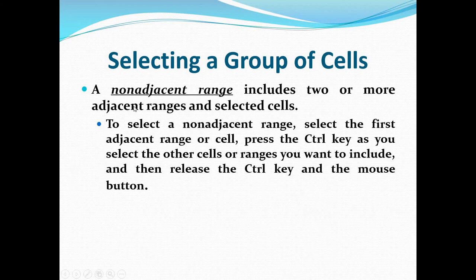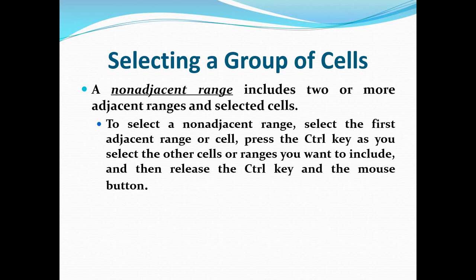If you want to select a non-adjacent range, what does a non-adjacent range include? Two or more adjacent ranges and selected cells. For example, a non-adjacent range can contain two adjacent ranges and, for example, three different cells.